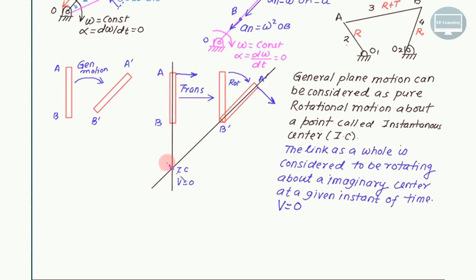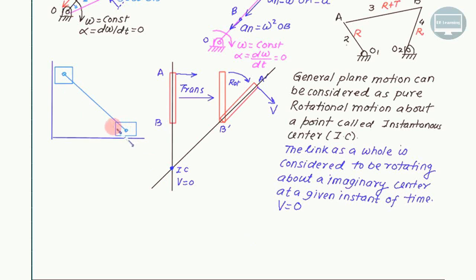So we can draw one perpendicular to this velocity vector. You draw one perpendicular to this one. Where these perpendiculars intersect, that point will be equal to IC. That is a simple method for IC. But you should know the velocity. And opposite, if you know the IC, can you find out the velocity at that point?